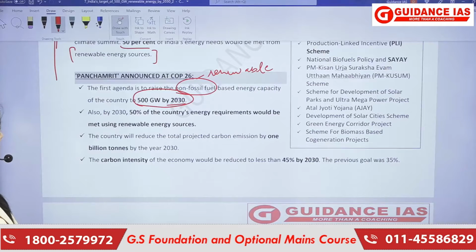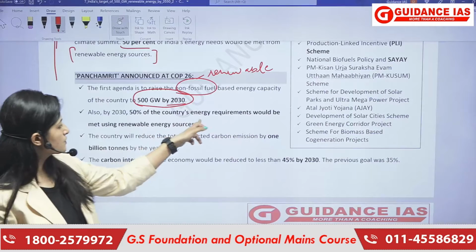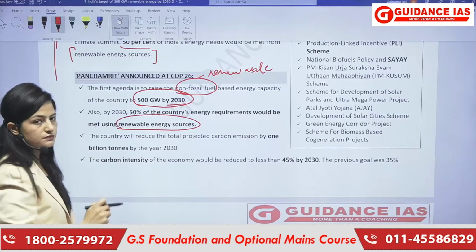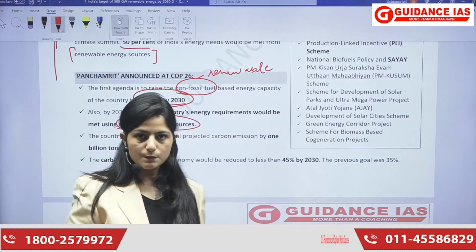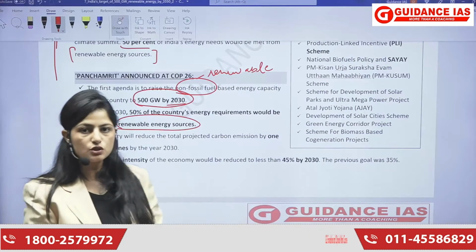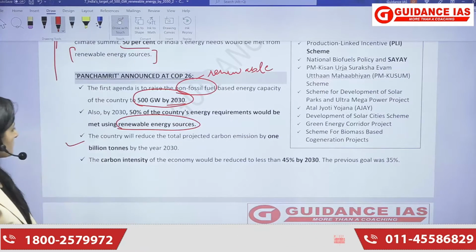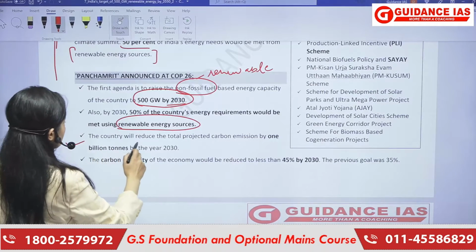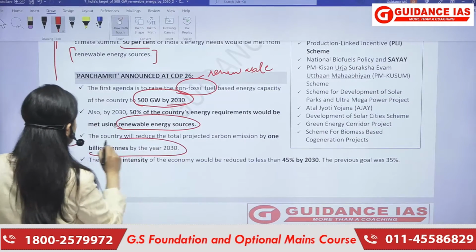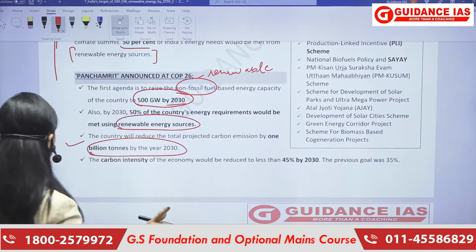The second target which we put there was that by 2030, 50% of the country's energy requirement would be met using renewable energy sources. So whatever we're using right now, suppose 100% of the energy consumption, out of that 50% we will be using through renewable energy sources by 2030. This is again what we have targeted. Third is that we will be reducing the total projected carbon emissions also by 1 billion tons by 2030. Okay, we will reduce carbon emissions by 1 billion tons by 2030.